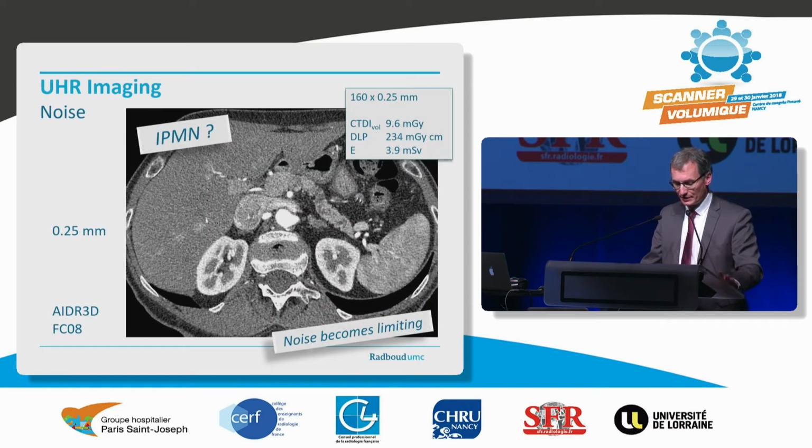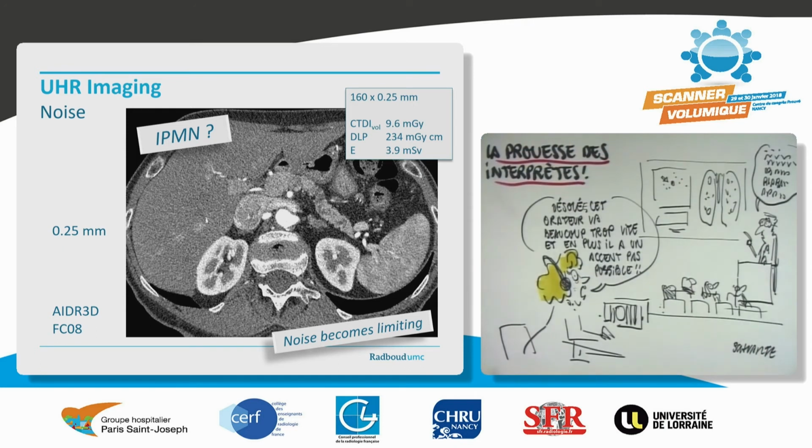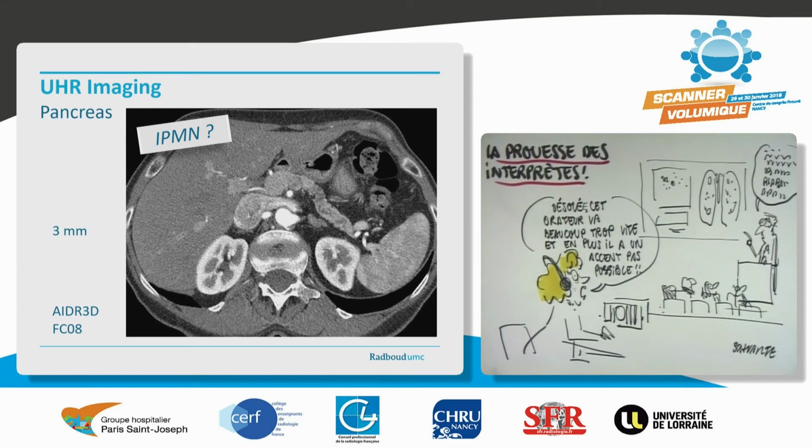Noise is another issue. Here's a 0.2 millimeter ultra-high resolution image of the pancreas. That's a patient in which the question was, is that an IPMN, an intraductal papillary mucinous neoplasm? We see the image quality is okay, but it's quite noisy. The dose is less than 10 milligray, and the effective dose was 4 millisievert.